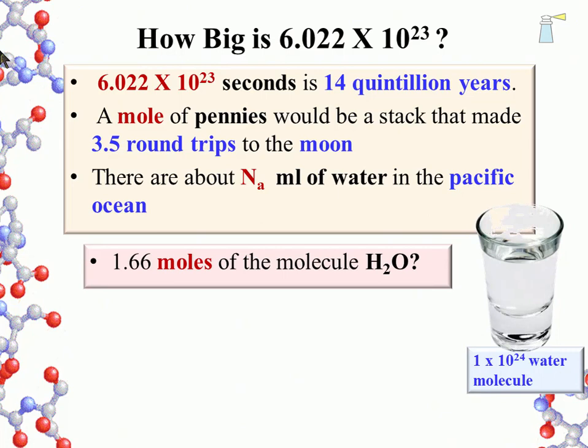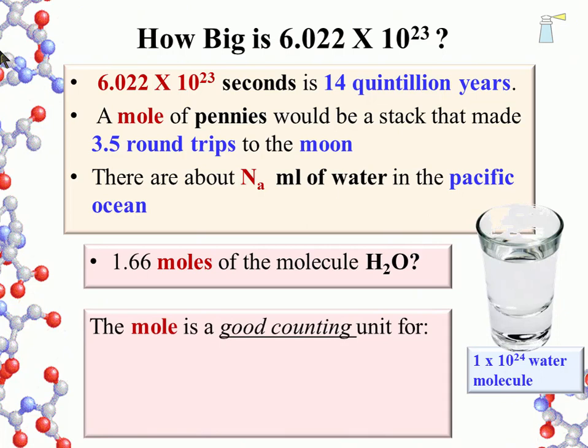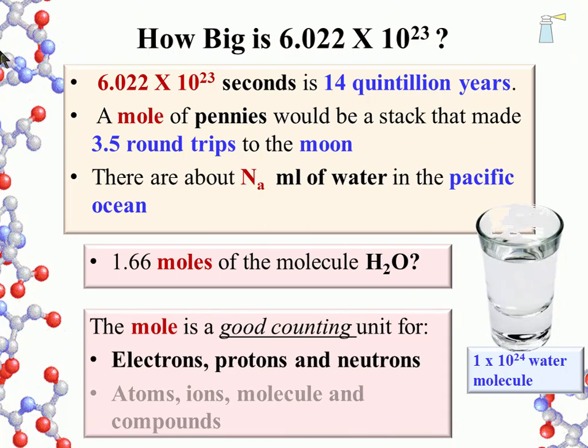So the mole is a good counting unit for subatomic particles, like electrons, protons, neutrons. It is good for atoms, ions, molecules, and compounds. It is good for atomic scale particles.